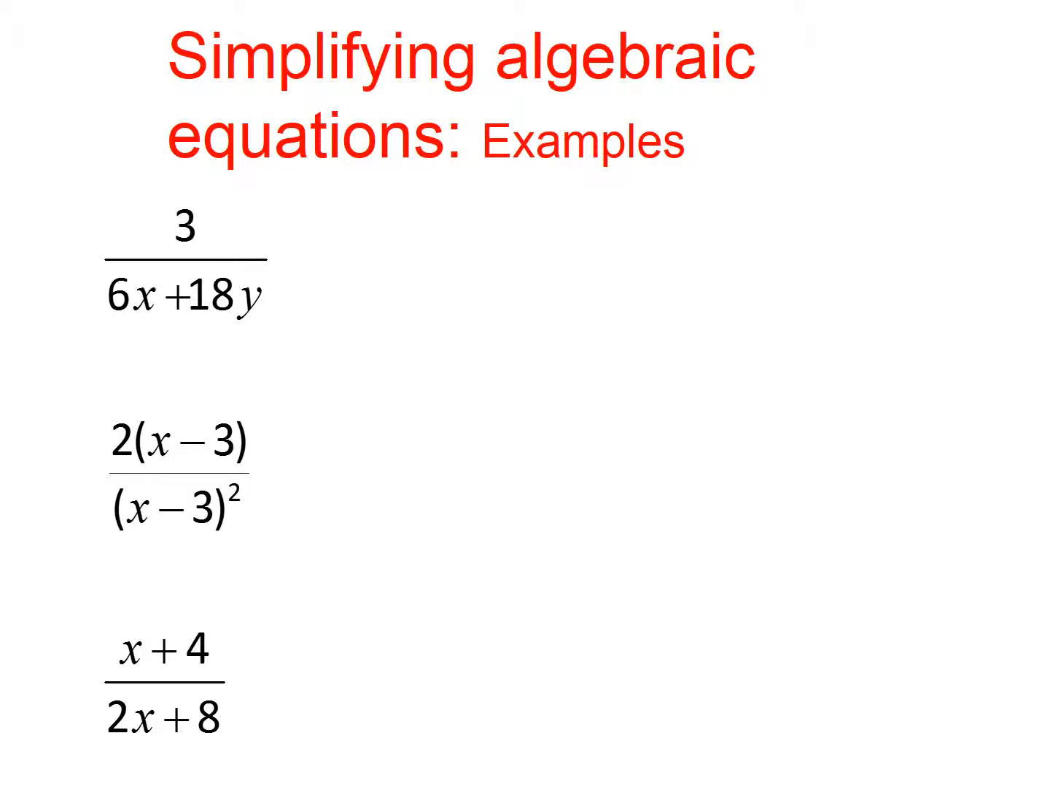So if we divide the top by x plus 4 and the bottom by x plus 4, there's 1 x plus 4 on top and an x plus 4 times 2 on the bottom. So that's the same as writing 1 over 2. 1 times 2 is 2, so it's just the same as writing 1 over 2.